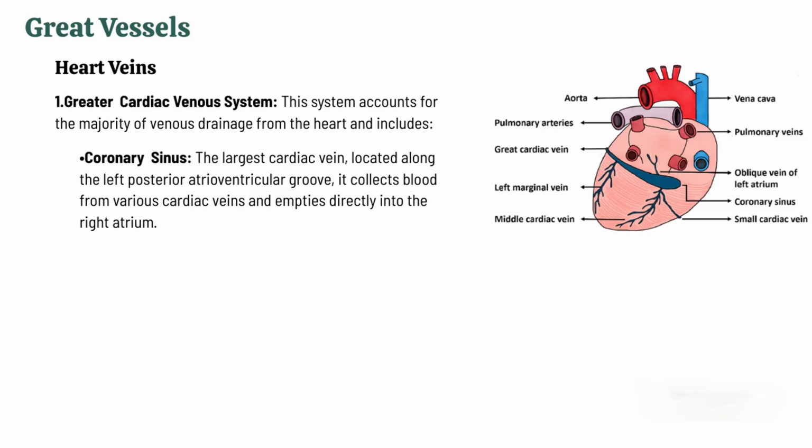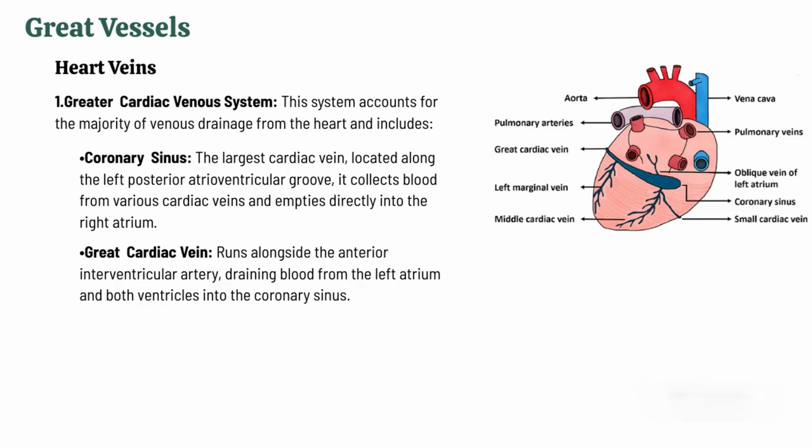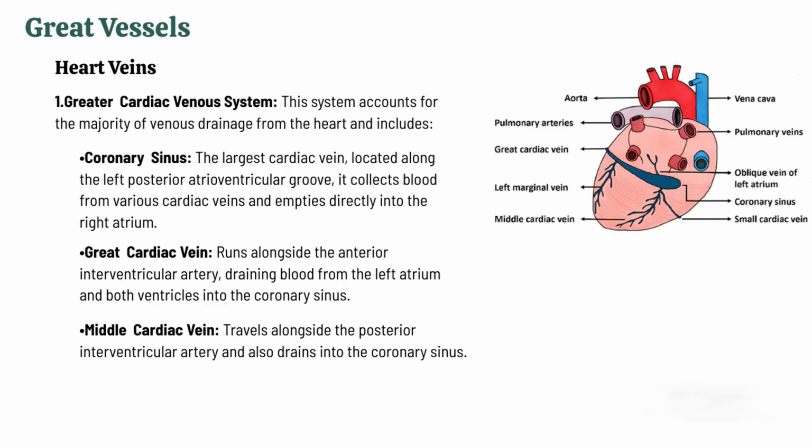The coronary sinus is the largest cardiac vein, located along the left posterior atrioventricular groove. It collects blood from various cardiac veins and empties directly into the right atrium. The great cardiac vein runs alongside the anterior interventricular artery, draining blood from the left atrium and both ventricles into the coronary sinus. The middle cardiac vein travels alongside the posterior interventricular artery and also drains into the coronary sinus.